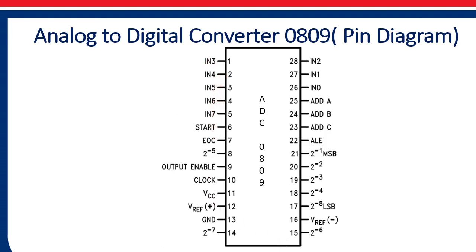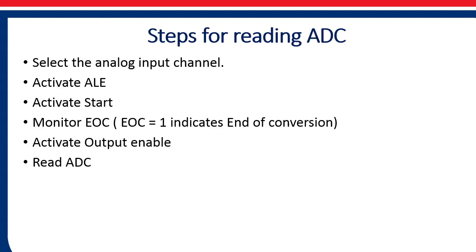So the steps for reading an ADC are: first we have to select the analog input channel using the CBA lines. Then you have to activate the ALE signal by generating a pulse on ALE. Then we have to generate a pulse on the start pin, and once the pulse is generated on the start pin, we have to monitor the EOC line. When EOC is equal to 0, conversion is in process, and when EOC is equal to 1, it indicates end of conversion.